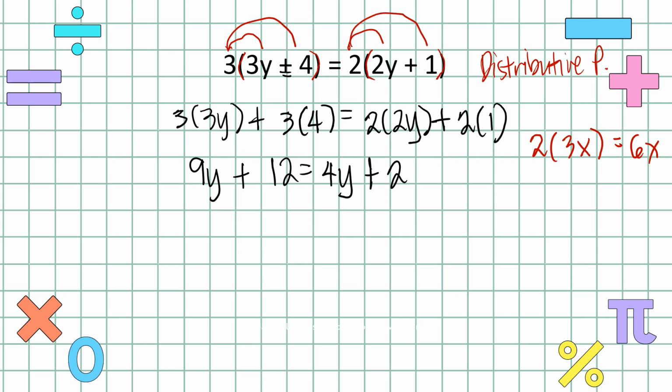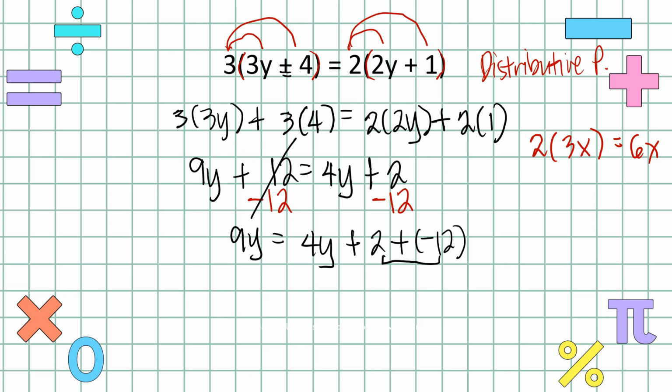Now, this linear equation is similar to our first two examples, so we can simplify by adding or subtracting terms on both sides. Let's remove 12 here by adding negative 12. So we can cancel this and we'll have 9y equal to 4y plus 2 plus a negative 12. And 2 plus a negative 12 is a negative 10.